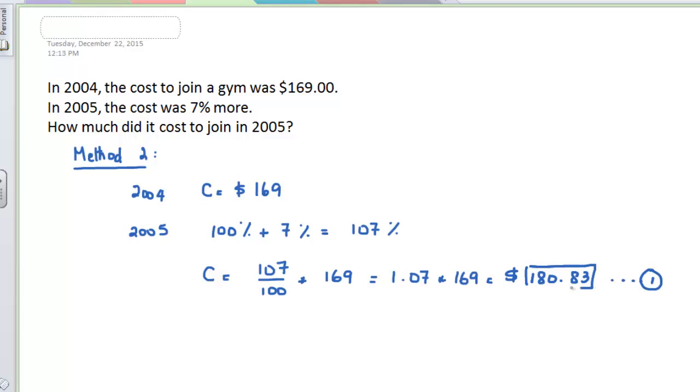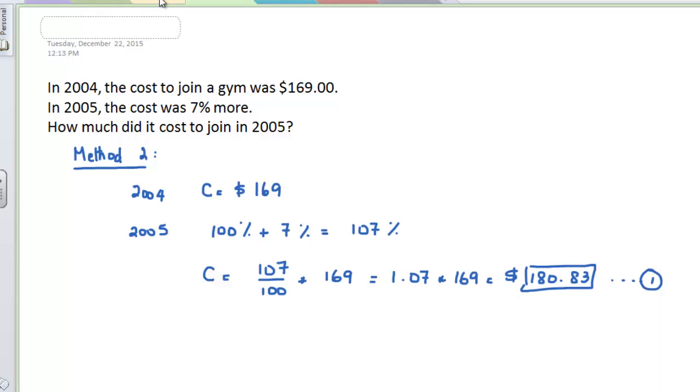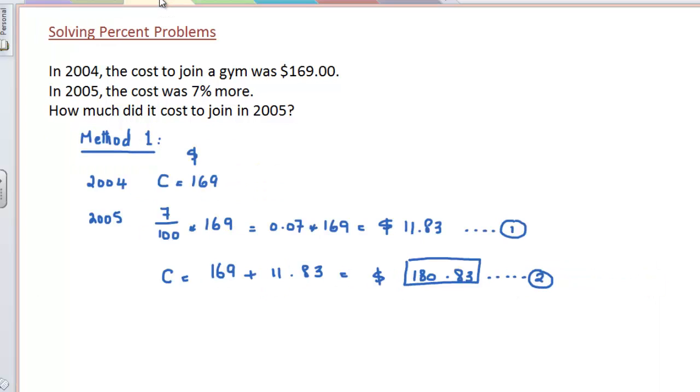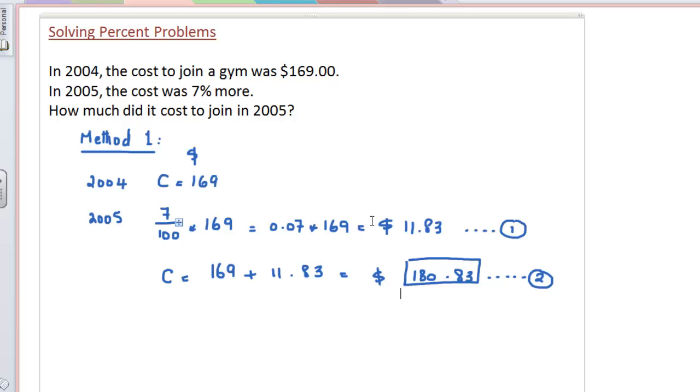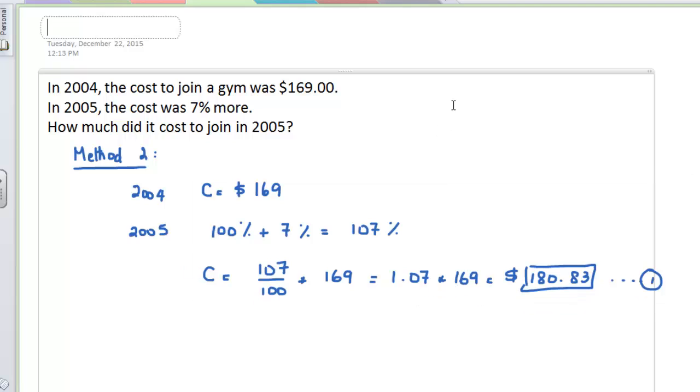Let's compare this answer with the other one. This is 180.83. If I go to the other one, it's 180.83. I used two steps. The first step, I found the 7% only, and after that I added it to the original cost in 2004, which is 169. But here I jumped in one step only to calculate. If I have 169, this was in 2004, why don't I jump right away to the total, the 100% and the 7%?